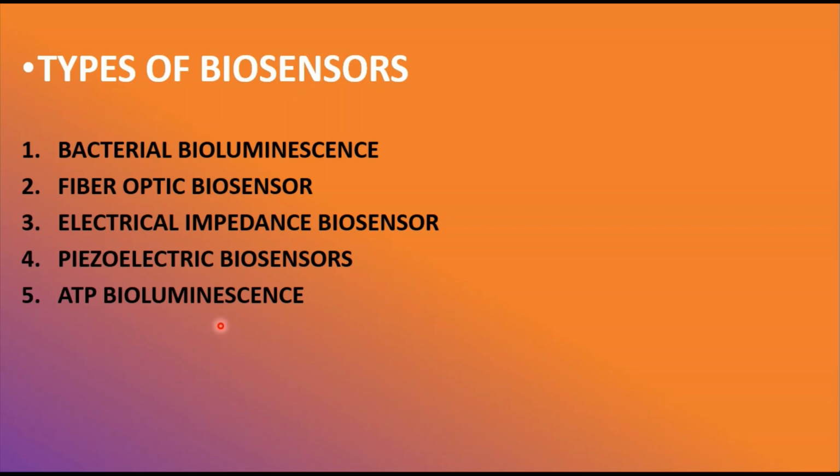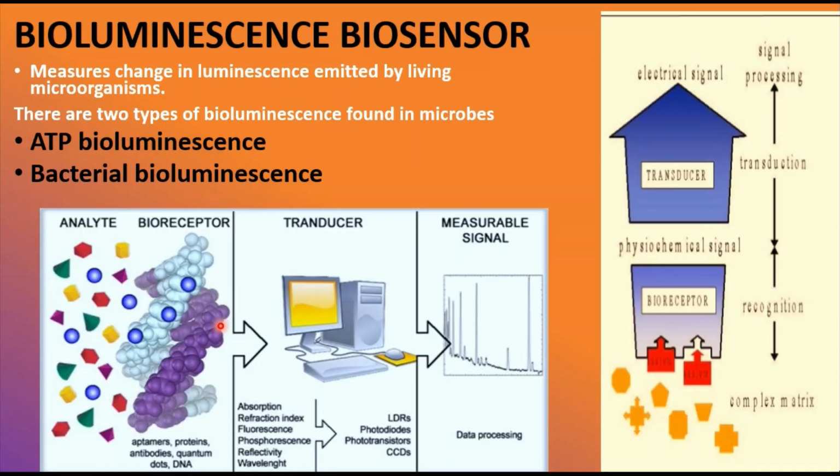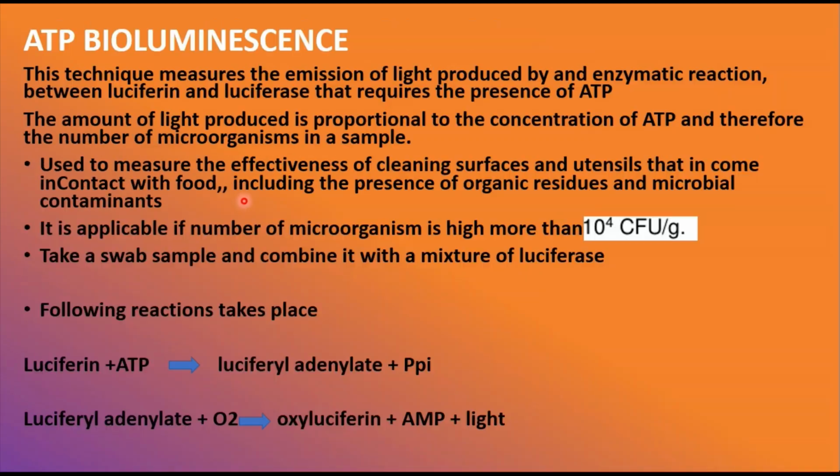So here, the first thing that we are going to discuss is the bioluminescence biosensor. It is going to measure the change in the luminescence emitted by living microorganisms. So there are certain microorganisms which have the capacity of luminescence, that is evolving light from their body. So that is going to be called bioluminescence. This bioluminescence found in microbes is of two types, ATP bioluminescence, and another one is the bacterial bioluminescence.